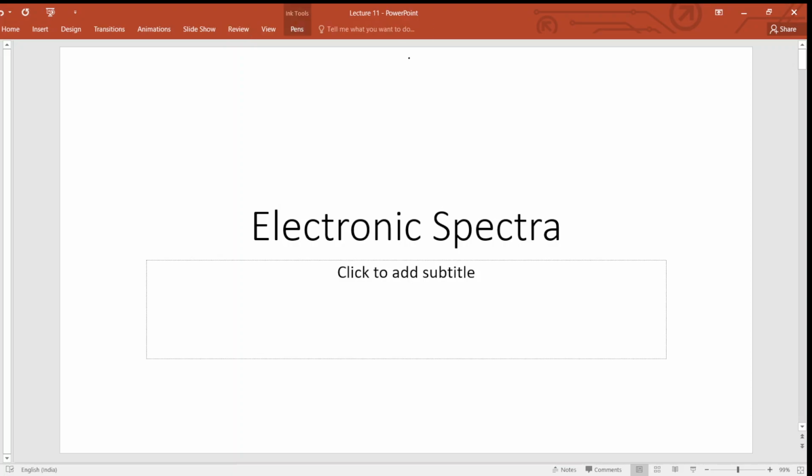So earlier, in the past two classes, we have talked about what molecular spectra is and what different components are involved in it. That includes rotational spectra, vibrational spectra, and electronic spectra, which we will discuss today.